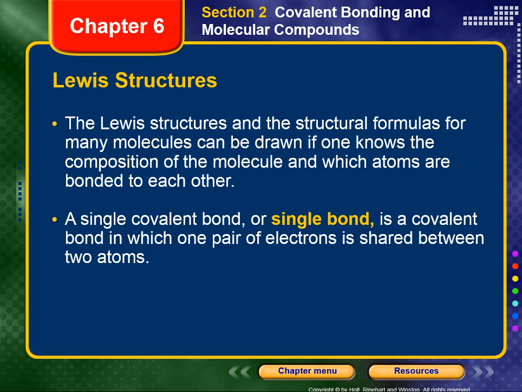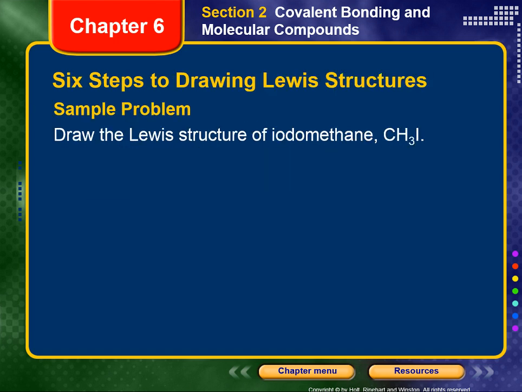The following sample problem illustrates the basic steps for writing Lewis structures. The molecule described in this problem contains bonds with single shared electron pairs. A single covalent bond, or single bond, is a covalent bond produced by the sharing of one pair of electrons between 2 atoms. Follow along with this sample problem, which is on page 171 and 172 of your text, to learn the 6 steps to draw Lewis structures. Draw the Lewis structure for iodomethane, CH3I.